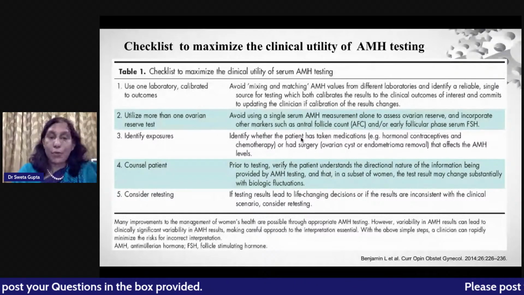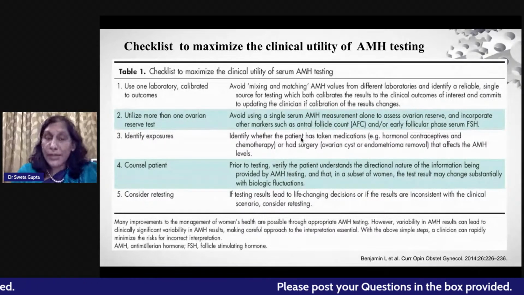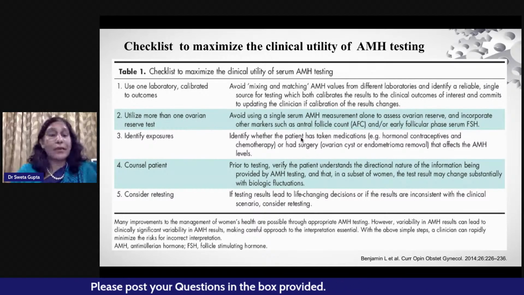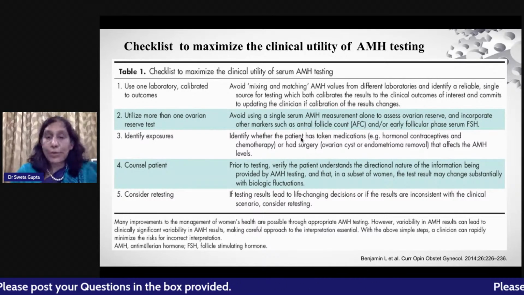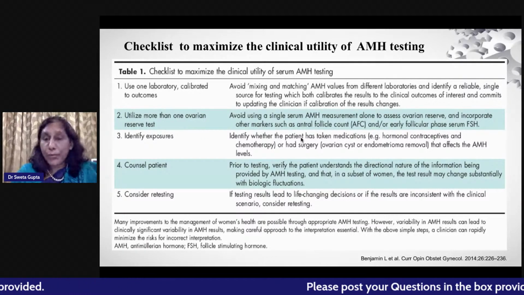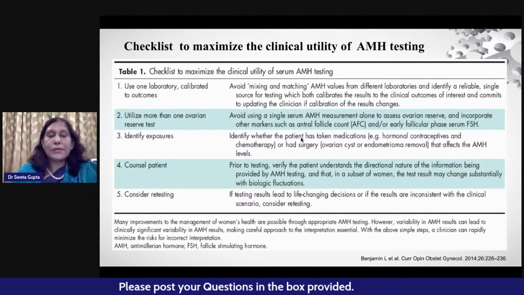Identify exposure. So that means identify whether the patient has taken medications in the history, check whether there is a history of hormonal contraceptives, whether there is a history of cancer, chemotherapy, and also any surgery, ovarian cyst or endometrioma removal, because all of these can affect the AMH levels.